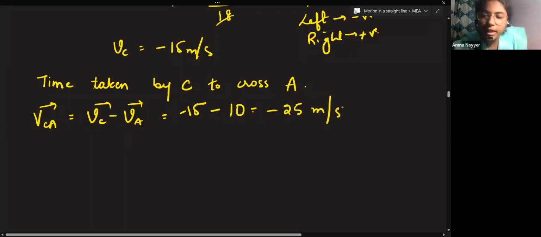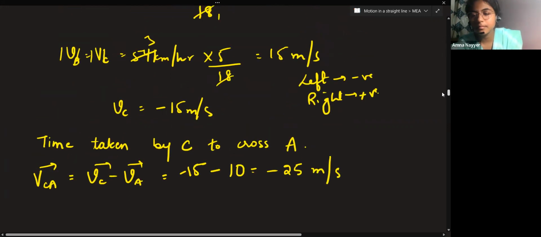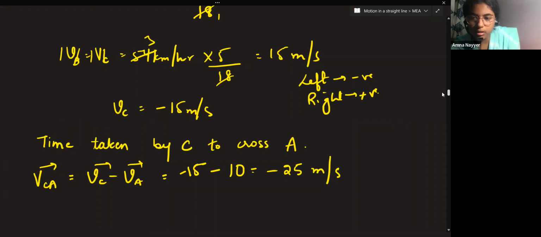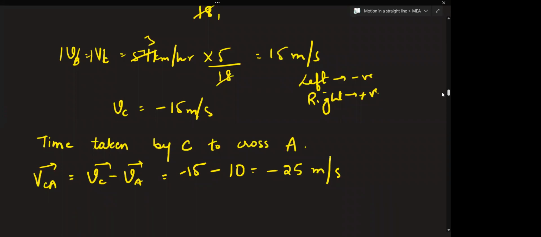So Fatima, can you tell me this thing? What is this minus sign signifying over here? Just try, I'll help you out. Minus 25 meter per second we are getting as the relative velocity. 25 meter per second is telling the magnitude, that this much is the amount of velocity. What is this negative sign signifying? The car is moving to the left. Sorry?